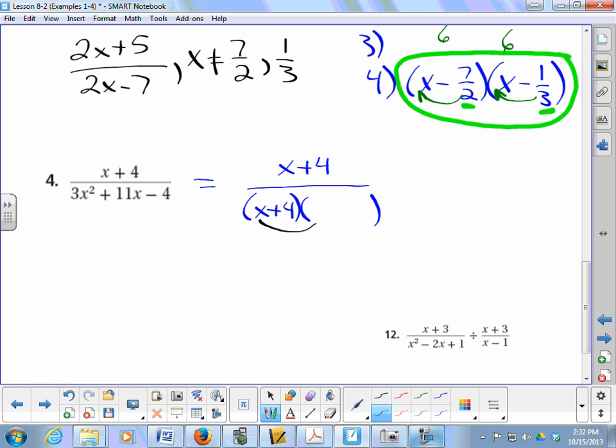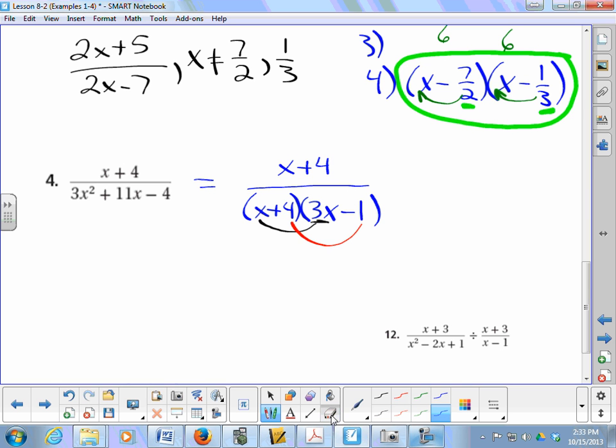If I multiply x times whatever goes in this spot here, what should they give me? They should give me 3x squared. They should give me this first term here. Okay? So what do I multiply x by to get 3x squared? 3x. Okay? So 3x will go here. All right? And then if I multiply these two together, what should I get? Negative 4. So 4 times what is negative 4? Okay, negative 1.